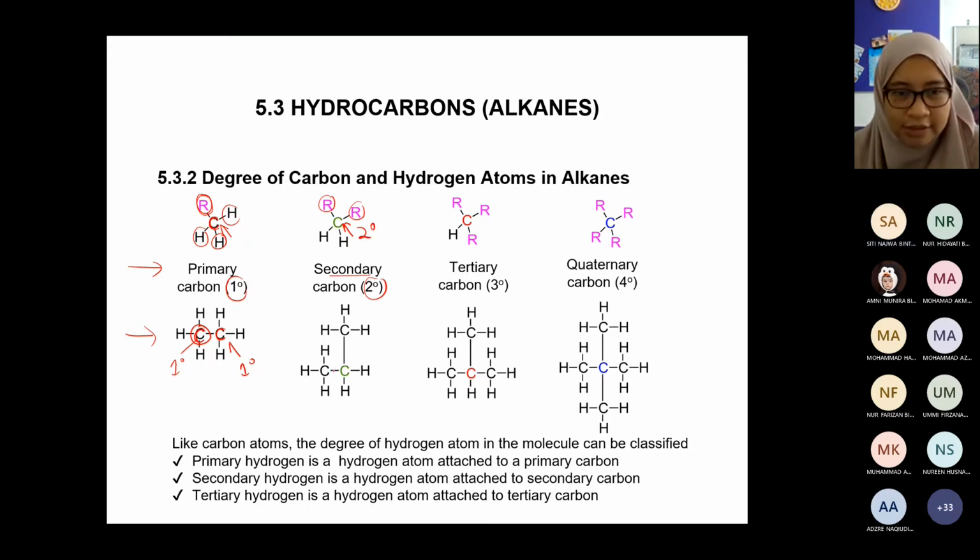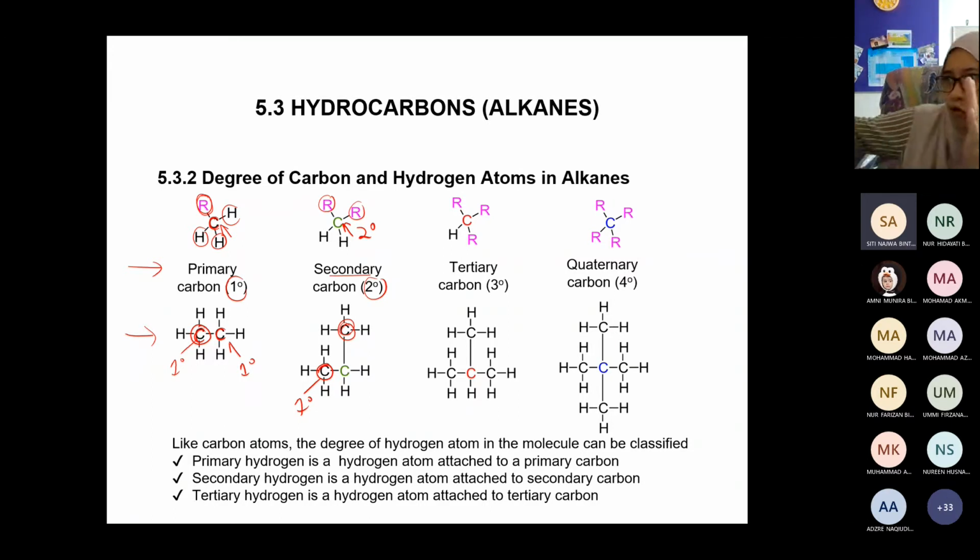Look at the example. You have to determine the degree of each carbon in the molecule. This carbon here is only attached to this one carbon. The rest are all hydrogen. So this one is primary. Same goes to this one. This carbon here is only attached to this green carbon. The rest are all hydrogen. I'm talking about the ones that are directly attached to the carbon, bukan yang jauh-jauh tu. Yang betul-betul buat bond dengan dia. So ada satu je carbon yang betul-betul directly attached to it.